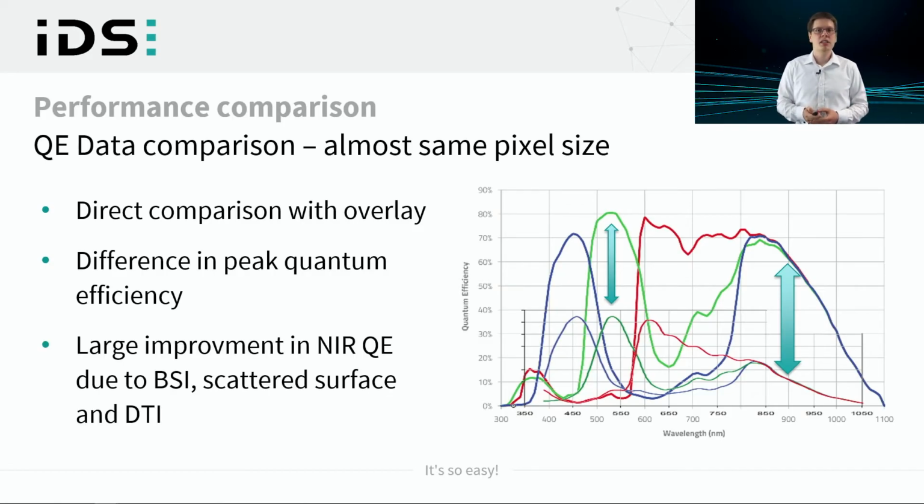These improvements are made possible due to the previously mentioned backside illumination, deep trench isolation, and the scattered surface for a longer absorption path within the pixel. But there's even more that can be done than pixel shrinking to shrink the size of the image sensor.